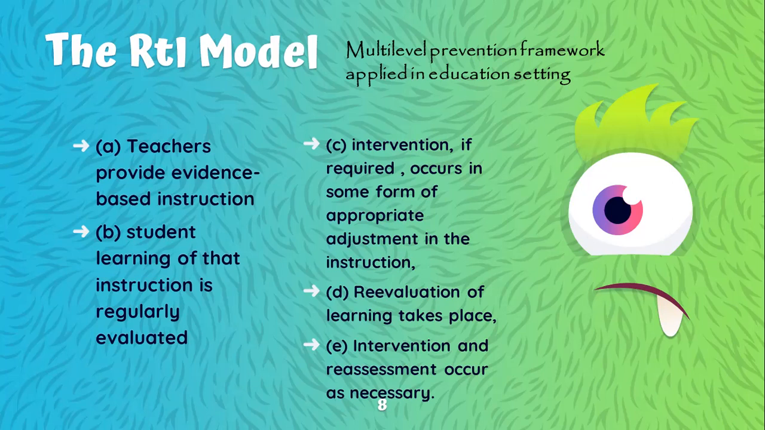And then next is student learning of that instruction is regularly evaluated. Of course, there is regular evaluation of the student on that specific instruction set by the teacher. And then intervention, if required, occurs in some form of appropriate adjustment in the instruction. And then D, re-evaluation of learning takes place, and E, intervention and a reassessment occurs as necessary.